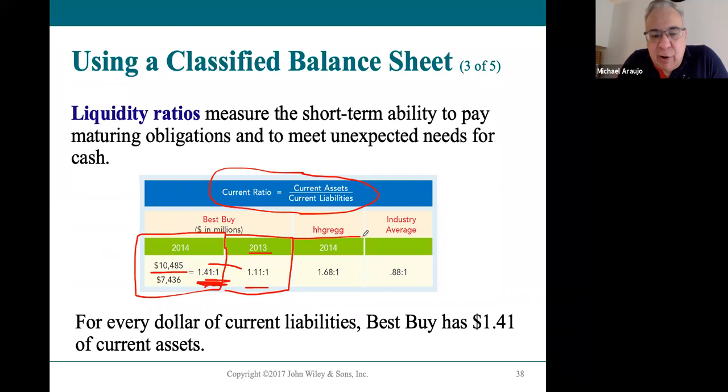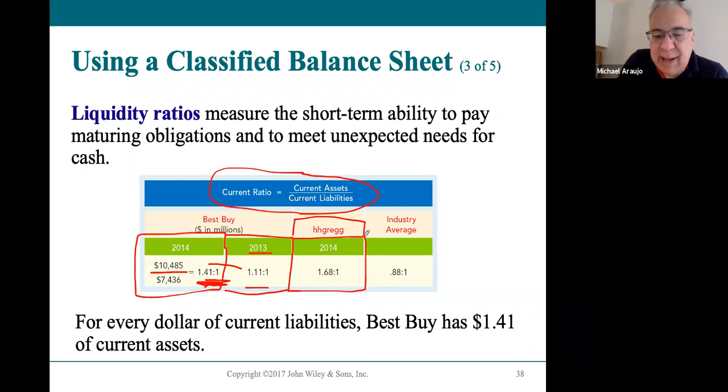H.H. Gregg, you might not have heard of H.H. Gregg, but they are basically a big retailer of electronics like Best Buy. I've seen one as I travel down south. My parents are in South Carolina, so I'll travel down south. I've seen them in Maryland and things like that. You walk in, you think you're in a Best Buy, but it's an H.H. Gregg. It's a competitor of Best Buy.